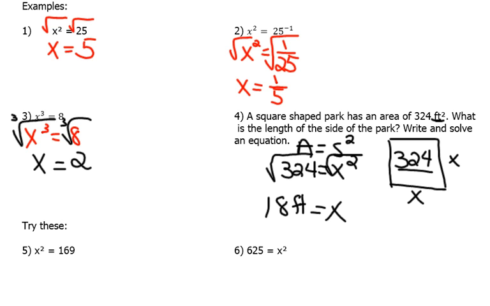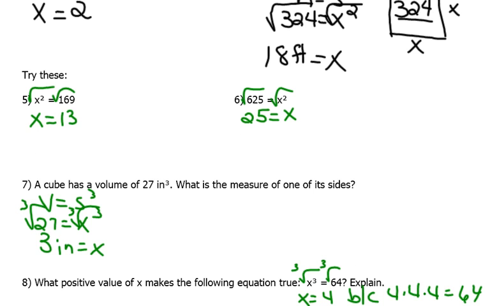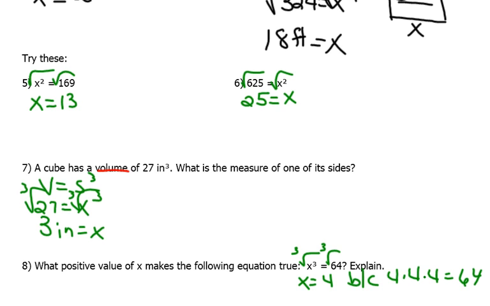All right, I want you to try these on your own and come back and check to see how you did. Okay, so let's see how you did. For number 5, you had to take the square root. You should have gotten x equals 13. Number 6, the square root of 625 is 25. For number 7, you had to remember a couple of things from earlier in the year, that the volume of a cube is side cubed. So I filled in the 27, I filled in x for the side, and then I had to take the cubed root, which was 3, because 3 times 3 times 3 is 27.